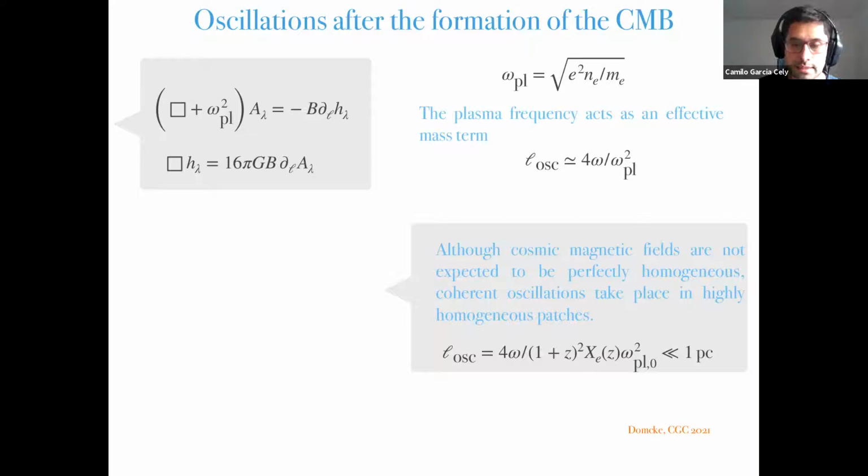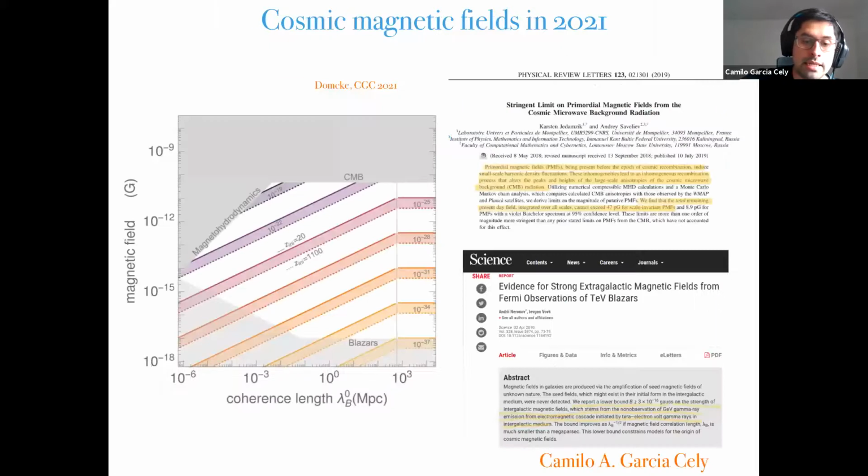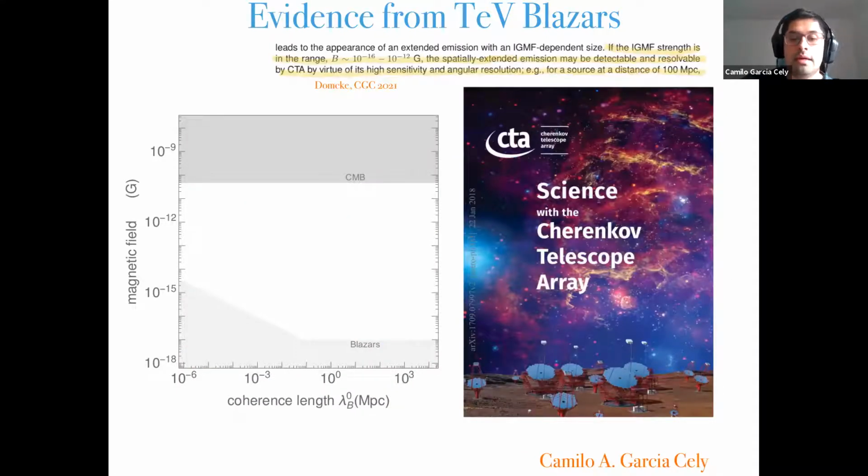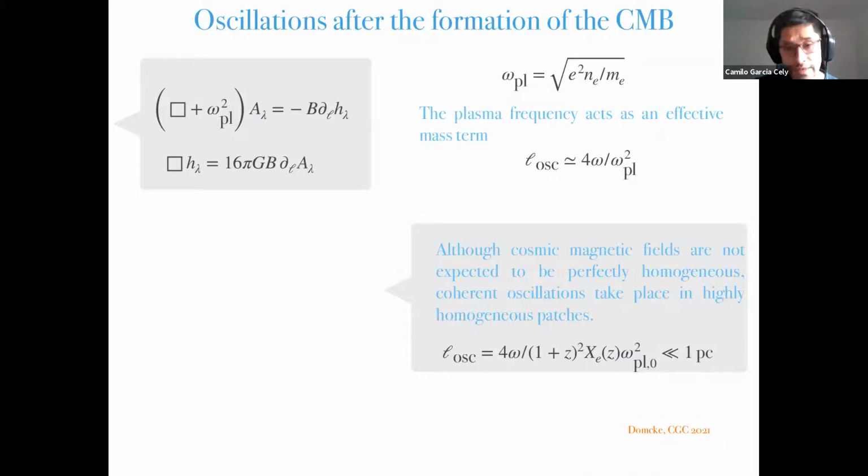If you put actual numbers for what we know about the plasma frequency, these things are known, right? So we know the density of electrons in the intergalactic medium, or the density of electrons during the dark ages. And you more or less conclude that the oscillation frequency is much smaller than parsec scales. So if you look at this plane here, you see that's much smaller than the coherence length that you can put in this plane. So that means that even though the cosmic magnetic fields are not expected to be perfectly homogeneous, we expect coherent oscillations to take place in highly homogeneous patches.